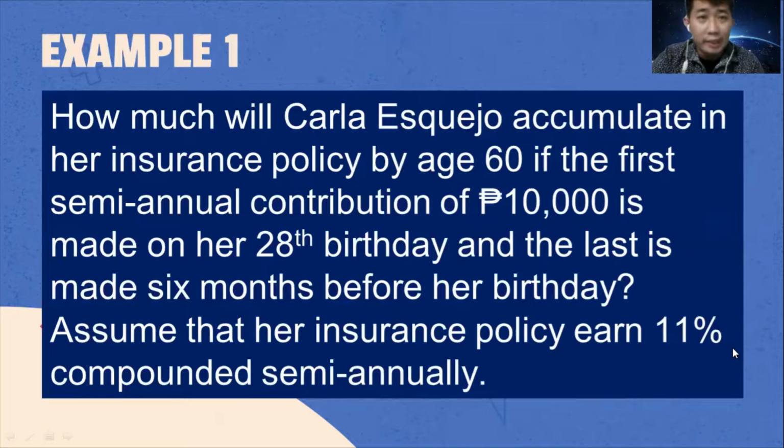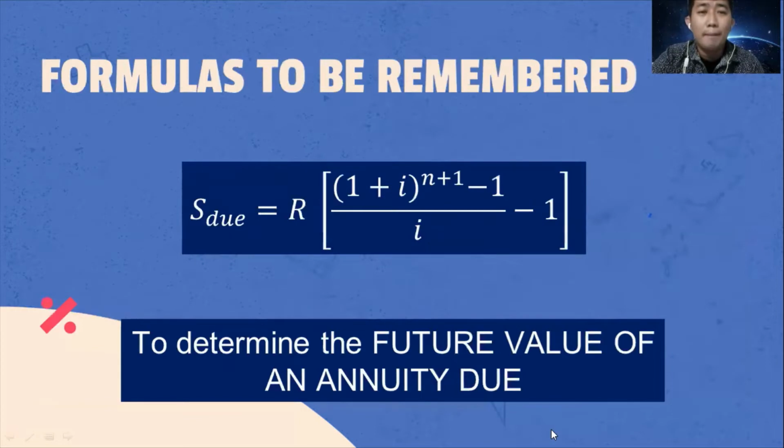Let's try to solve this example. How much will Carla Espejo accumulate in her insurance policy by age 60 if the first semi-annual contribution of 10,000 pesos is made on her 28th birthday and the last is made 6 months before her birthday? Assume that her insurance policy earned 11% compounded semi-annually. So this is the example.